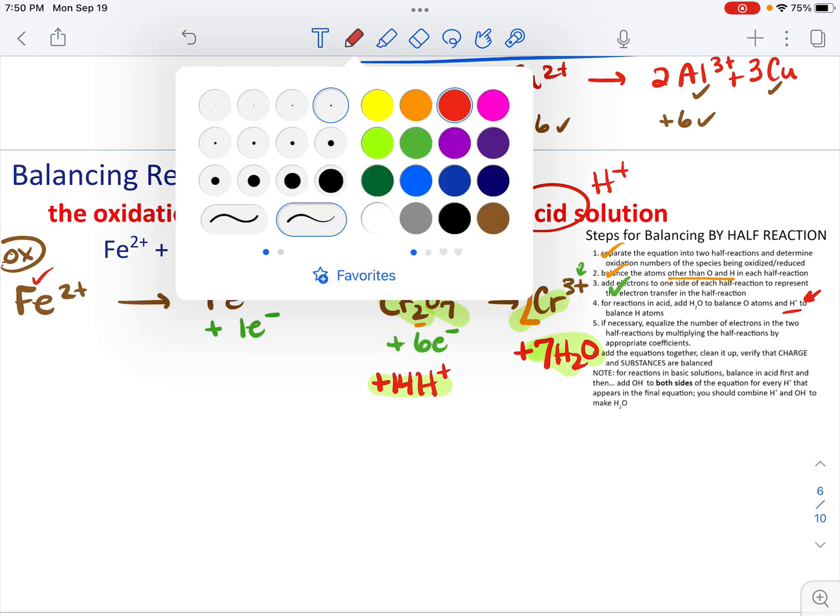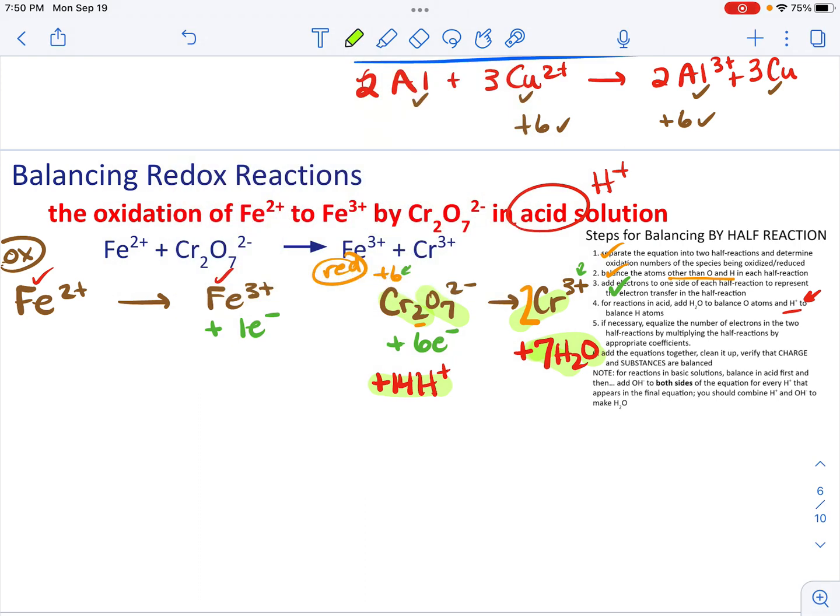Now I need to look at charge. So on the left, I have a dichromate at 2- and 6 electrons, so that's a total of 8 negatives, and 14 positives gives me a total of 6+. And on the right, I have 2 chromium 3s, gives me 6+, and water is neutral, so that would be 6+. So my substances and my charges balance, which means my half reactions are good. So I'm done with step 4.